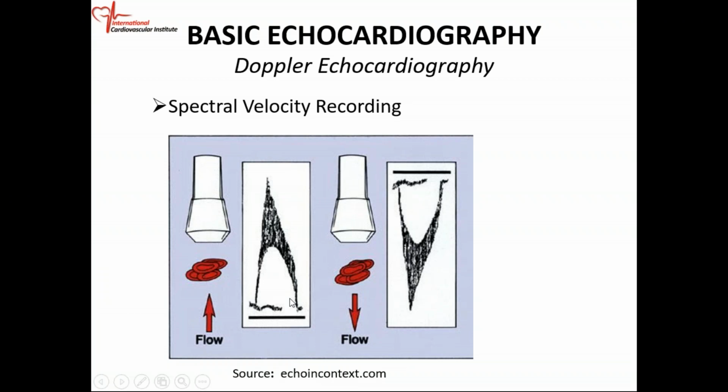So you must have seen Doppler studies where some of the recordings are above and some of the recordings are below. The recordings that are above tell you that there is movement towards the transducer. And those recordings that are below the baseline tell you that there is movement away from the transducer. So when you have movement towards the transducer, you're going to get a recording above the baseline. When you have movement away from the transducer, you're going to get a recording below the baseline.